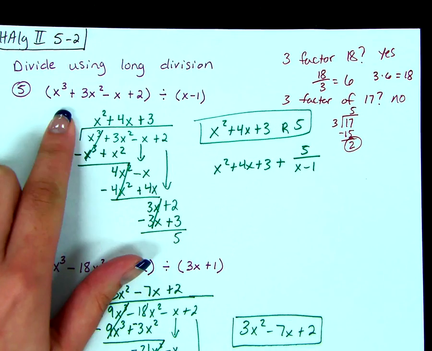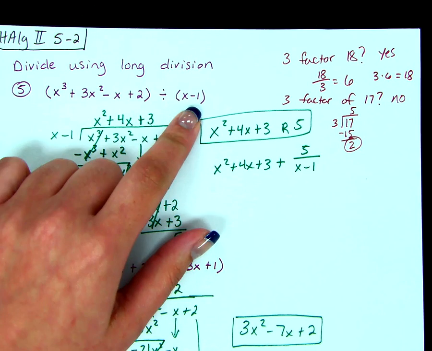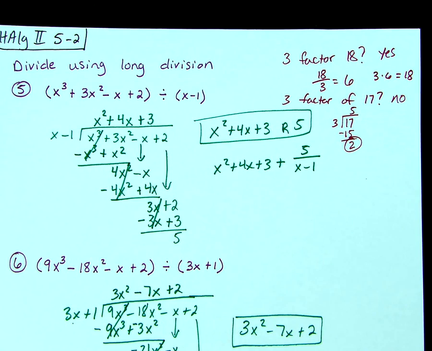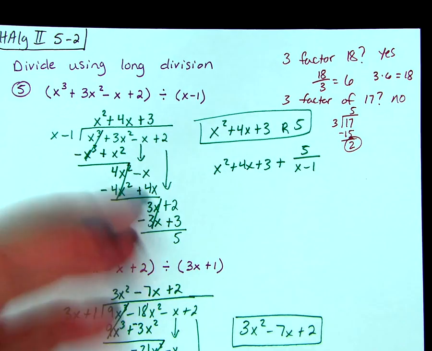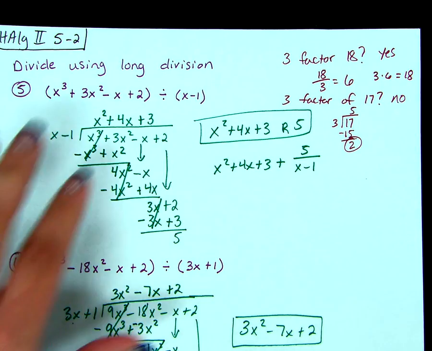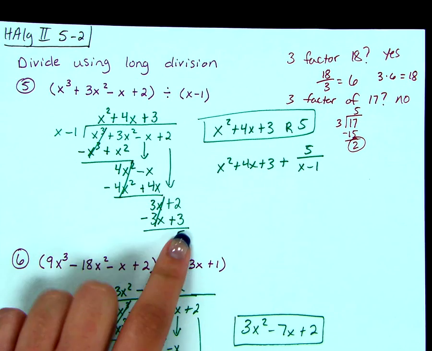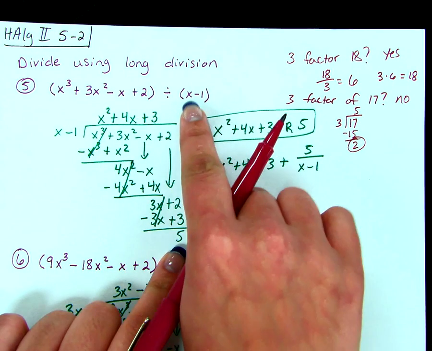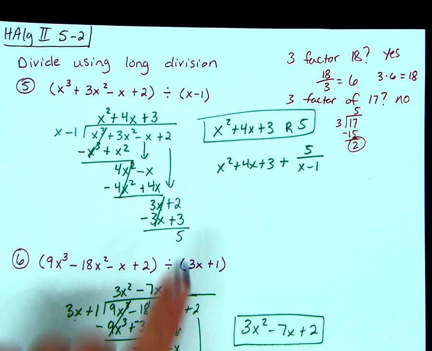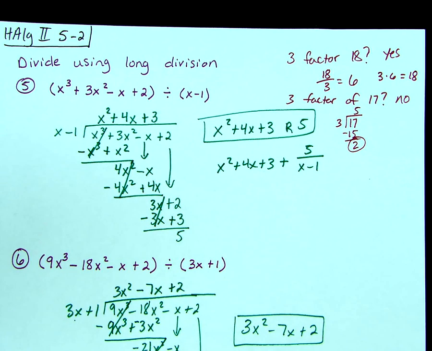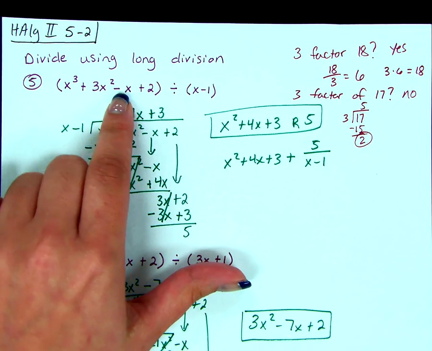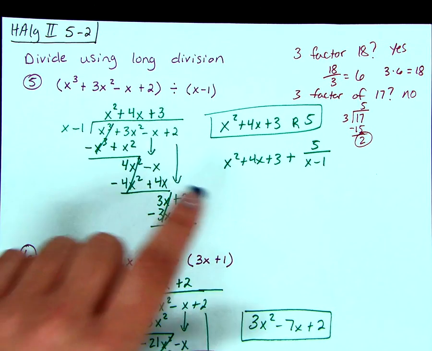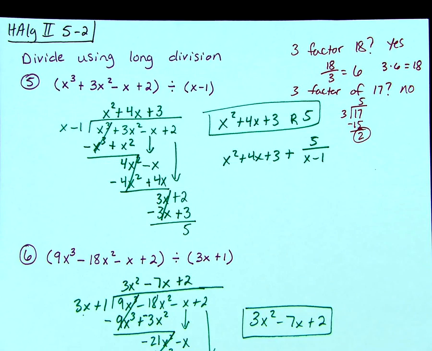how do I know how to factor this? Or how do I know if this is even a factor of this problem? Well, we don't, but we can use division to help us. If we go through our dividing process and we get a remainder of 0, then yes, that is a factor. If we get anything else, it's not a factor. Okay? So since we got a 5 here, this is not a factor of that. So I can't take my answer times that to get this polynomial function without using the remainder.